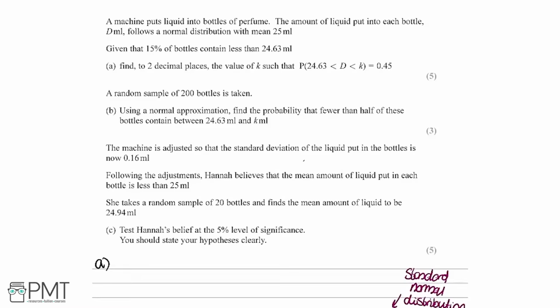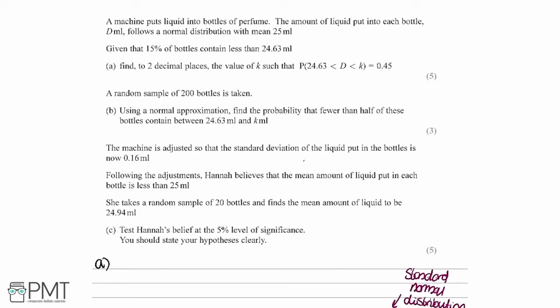A machine puts liquids into bottles of perfume. The amount of liquid put into each bottle, d millilitres, follows a normal distribution with mean 25 millilitres. Given that 15% of the bottles contain less than 24.63 millilitres, part A says we need to find, to 2 decimal places, the value of k such that the probability of D being between 24.63 and k equals 0.45, and this is for 5 marks.